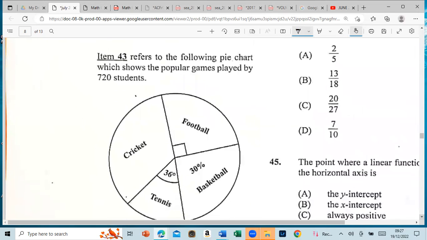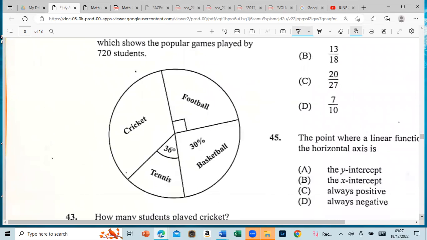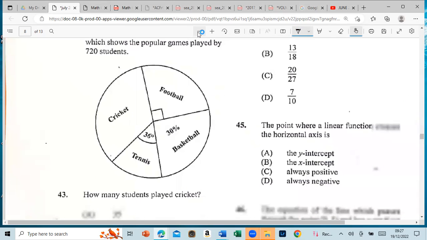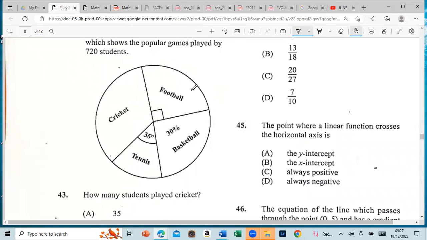43. Alright, so this shows a chart. This is a chart of 720 students, and it asks how many students play cricket. We can do this more than one way. However, since we know the total number of students, which is 720, I'm going to use that to my advantage. So a quarter of 720 will be how much? Remember it's football, so that'll be a quarter. So we divide 720 by 4. Right away we can get football.